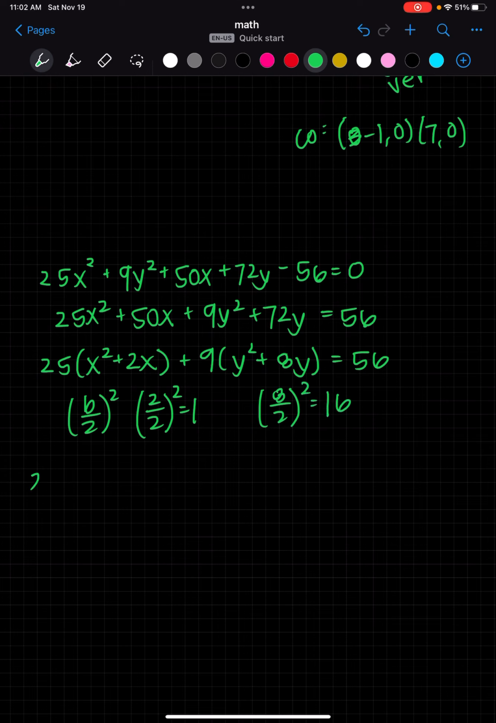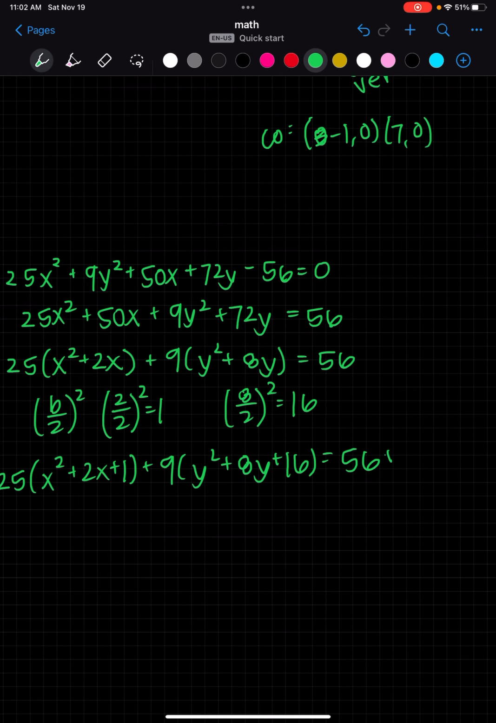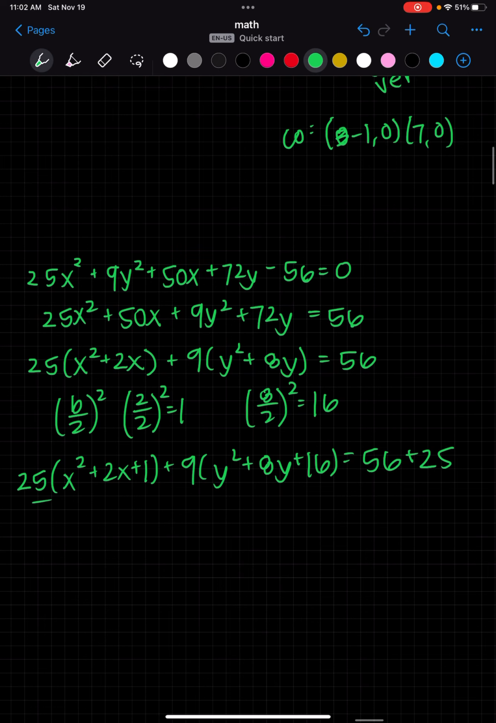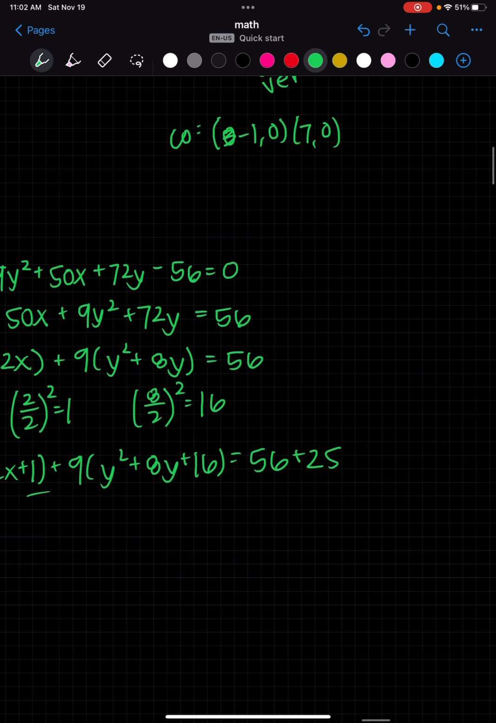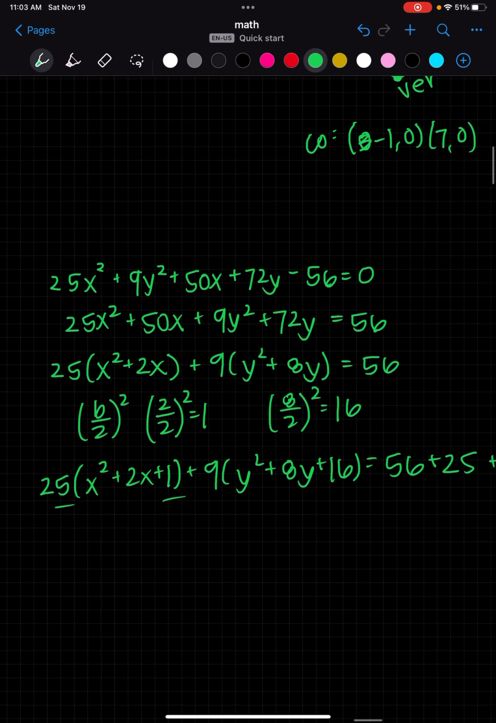I add that to both sides, so I get 25x squared plus 2x plus 1 plus 9y squared plus 8y plus 16 equals 56. And then instead of just adding 1 and 16, we have to add 25 times 1, which is 25, because that 25 is multiplying the 1, and then 9 times 16, which I don't know what that is. Let me do it on my calculator. Let's see. 9 times 16 is 144. So plus 144. Okay, put them into the prettier form.